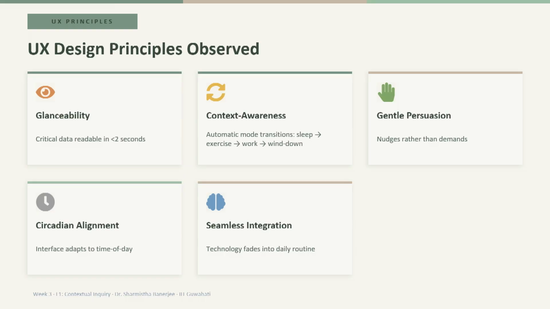Then comes context awareness. I also observed that automatic mode transition should happen. Users are not very interested in constantly changing their watch's interface. So there should be a way in which automatic mode transition happens from sleep to exercise to work to wind down. There also has to be gentle persuasion, so nudges rather than demands, and people will act upon it. I make this conclusion because I observed that with Shobha and many other people with whom I did this contextual inquiry, when the watch did these nudges, it had a persuasive impact on them.